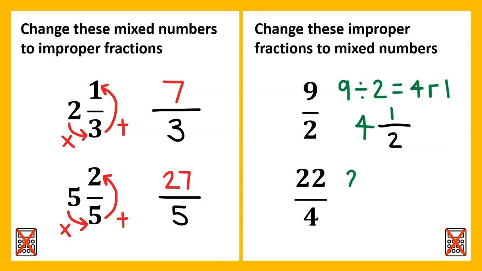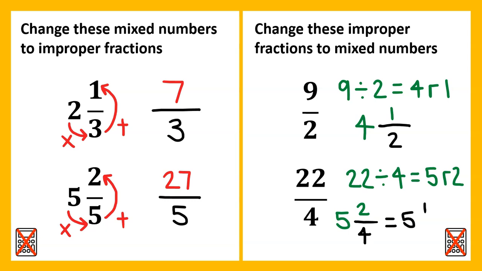For the second question, 22 divided by 4 is 5, remainder 2, meaning we have 5 wholes with 2 left over when split into 4 equal parts. This can be simplified further to give us 5 and 1 over 2.